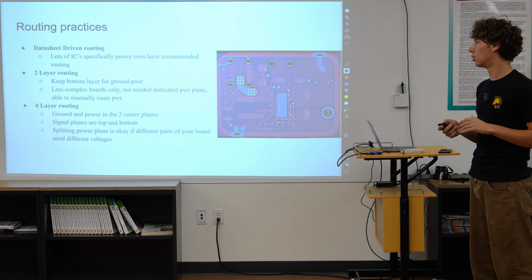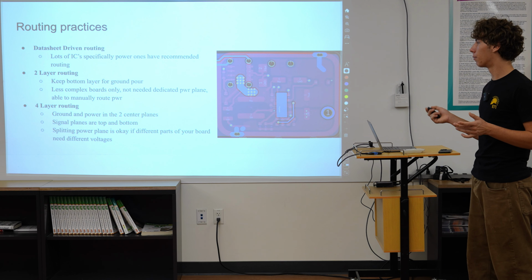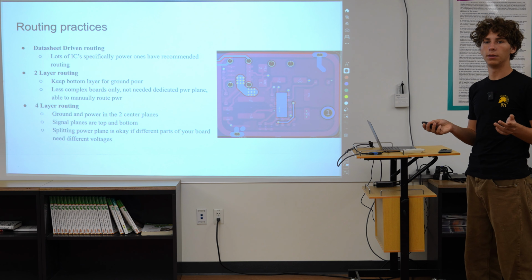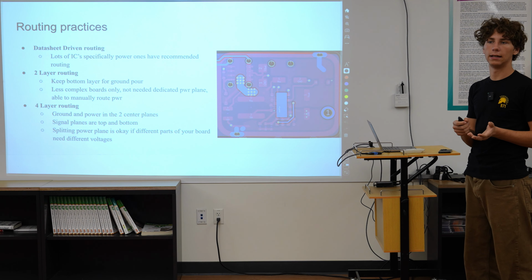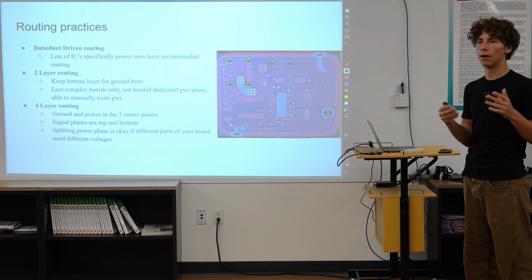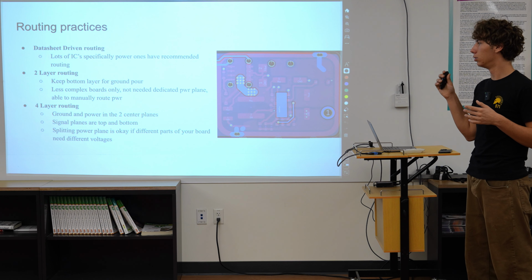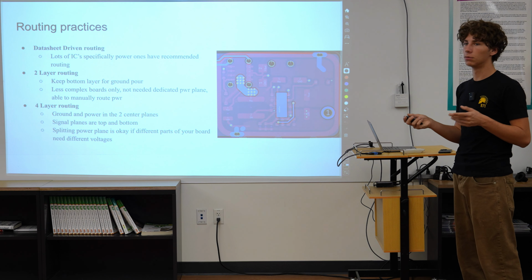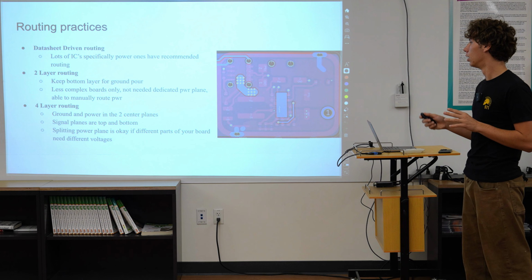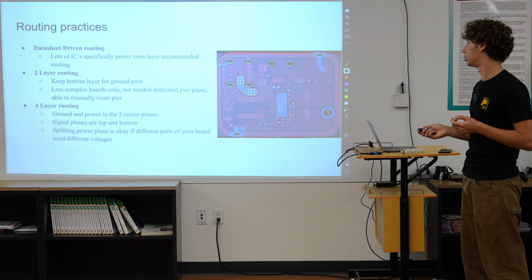For four-layer routing, this opens up what you can do in PCB design a lot more. You have a ground and a power plane in the two center planes. For power, you can do 3 volts, you can do 5 volts. A lot of the time, you end up doing a mix of them. There'll be a portion of your PCB that needs 5 volts, a portion that needs 3.3 volts, and a portion that needs 12 volts. Most importantly, you're going to have one ground plane. If you want to get into digital and analog ground planes, that's a whole different thing. Splitting the power plane is okay if different parts of your board need different voltages.